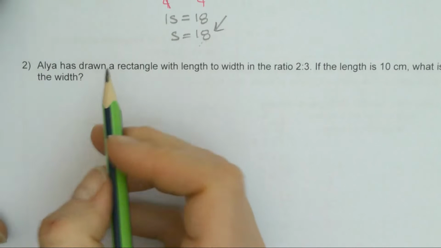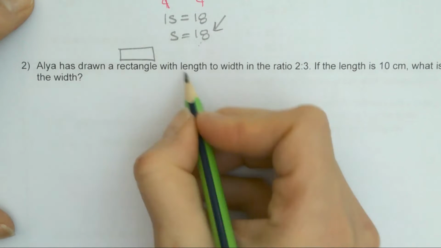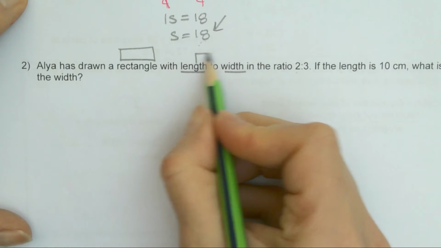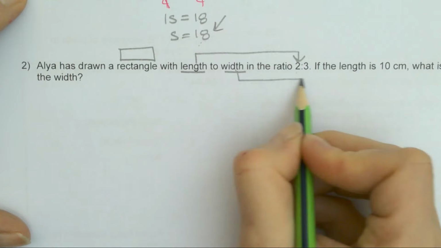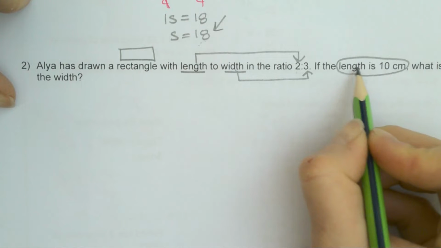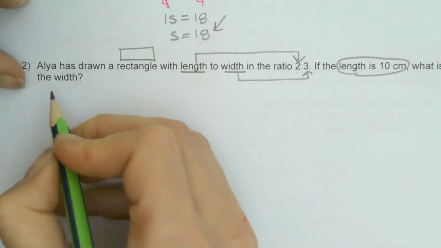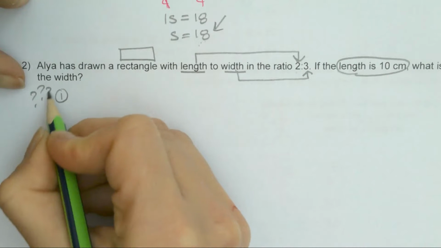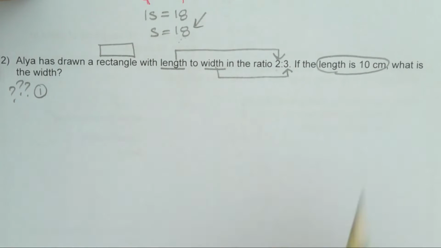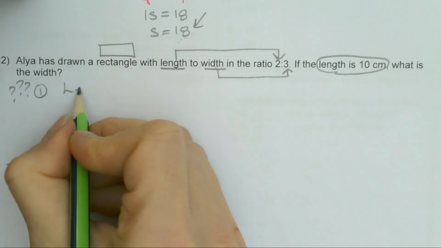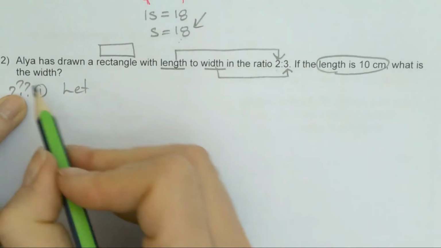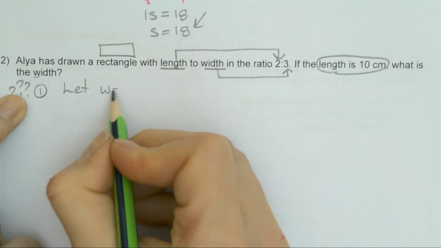So Alia has drawn a rectangle with length to width in the ratio of 2 to 3. So length comes first, so it goes with the 2. Width comes after, so it goes with the 3. If the length is 10, so 10 is about the length, what is the width? So first we have to always do, what is the question asking us? The question is saying, what is the width? Okay, so what letter can we choose for width? We can choose any letter, it doesn't matter, but width starts with W, so I'll go W equals width.